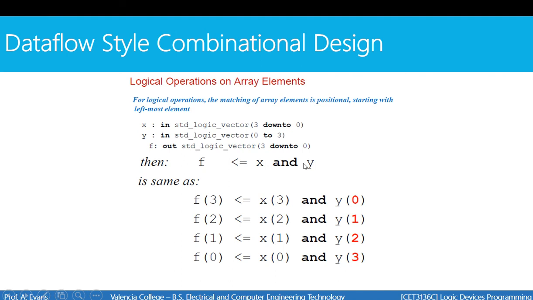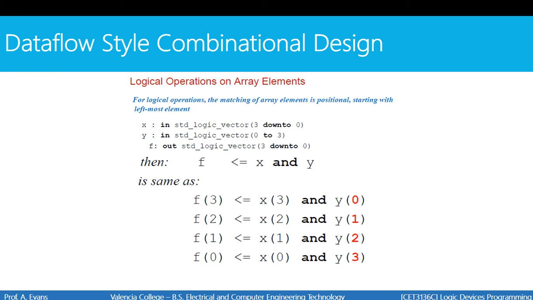So if we were to type in this expression, f gets x and y, it's going to start from the most significant bit of each vector and work down to the least significant bit. It's not going to match the indexes, as in x3 and y3. Nope, it's going to go based on how you define those two vectors in the first place. So watch out for that.